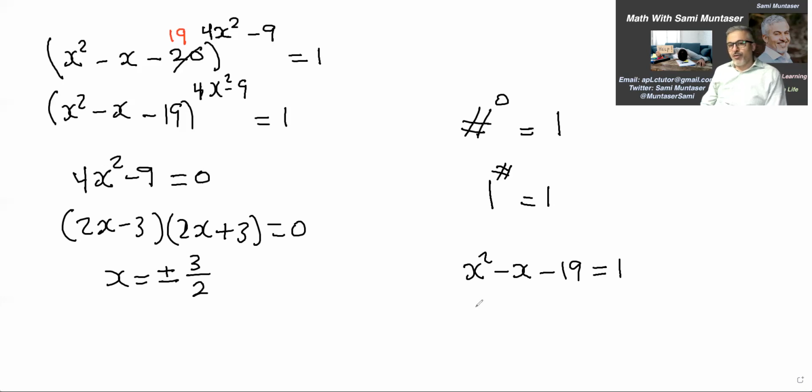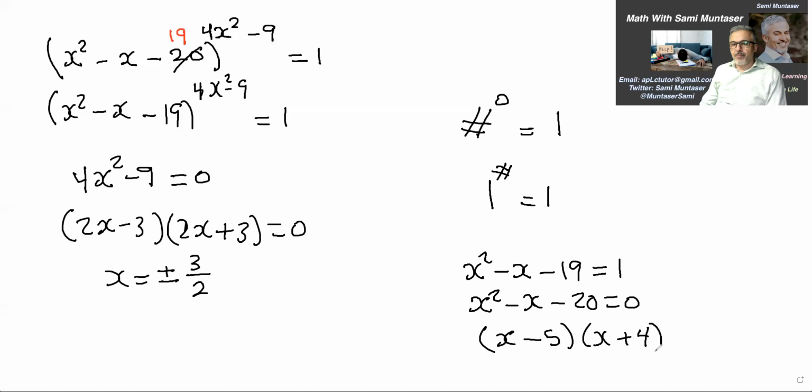And then you solve for the x value by going x squared minus x minus 20, you're moving the 1 to the other side, equals 0. And therefore, (x minus 5)(x plus 4) equals 0. And therefore, x equals 5 and negative 4.